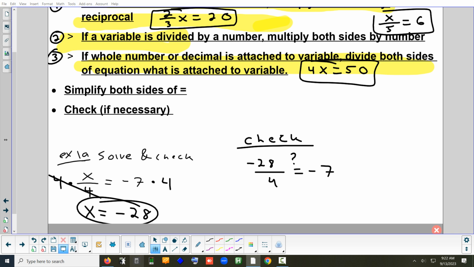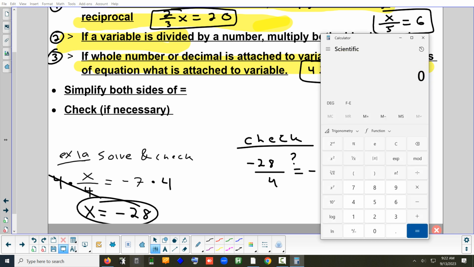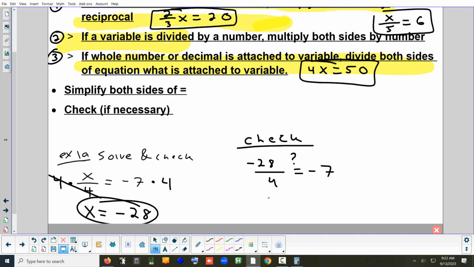Well, let's check it on the calculator. So we take negative 28 and divide by 4. I get negative 7. So negative 7 equals negative 7. Is that true? Does negative 7 equal negative 7? Yeah. What would happen if it didn't work is you might have something like negative 7 equals 4. You'd get different numbers on each side, and that means either you checked it wrong or your answer is wrong. Question on that?